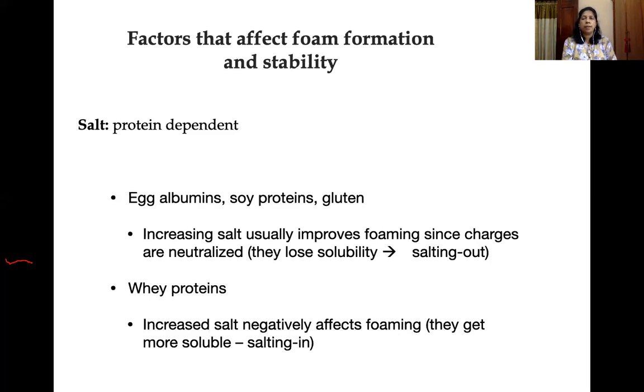Therefore, read it and then you can get much information about the salting in and salting out, right? In the case of some proteins, egg albumin, soy protein, glutens, an increase in salt is much better, improving the foaming. But in the case of whey protein, salting out, the increased salt negatively affects the foaming, right?